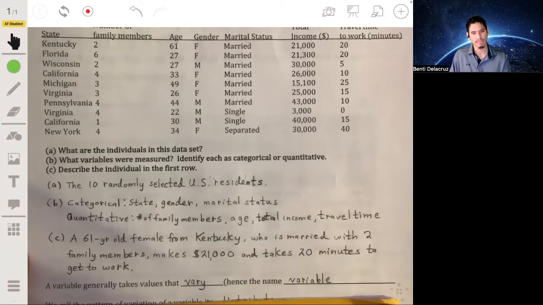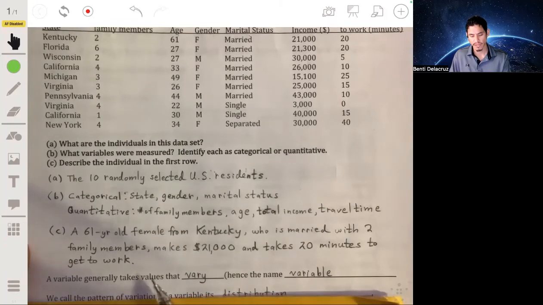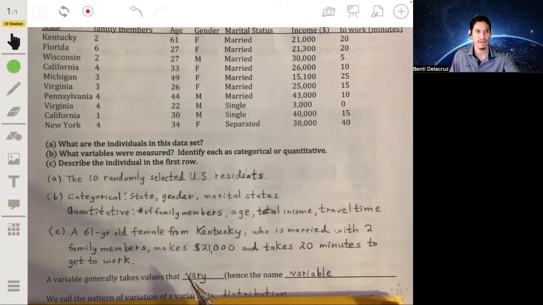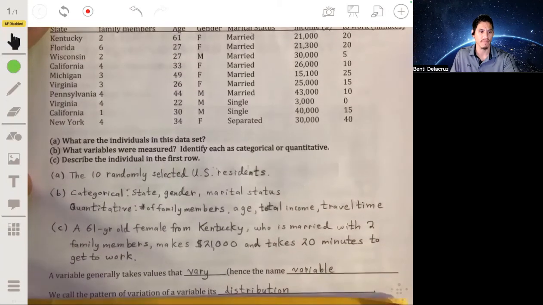Now, as you may have known and probably already covered in algebra, a variable is going to be something that takes values that vary. That's why we say variable. They could be different values. As in this case, age has values that can vary. They're not always going to be the same.